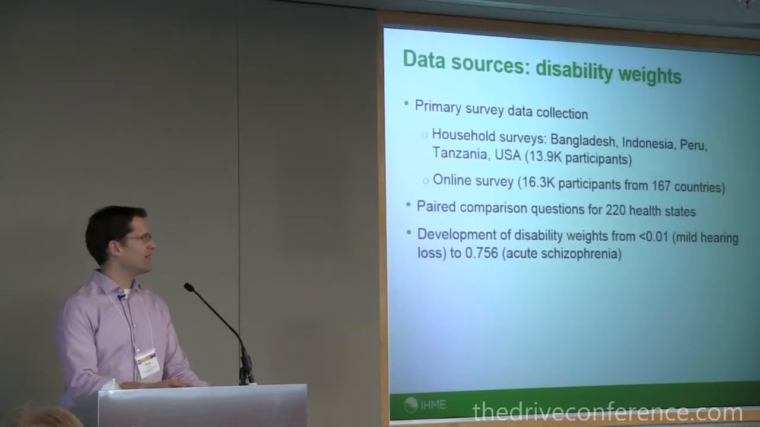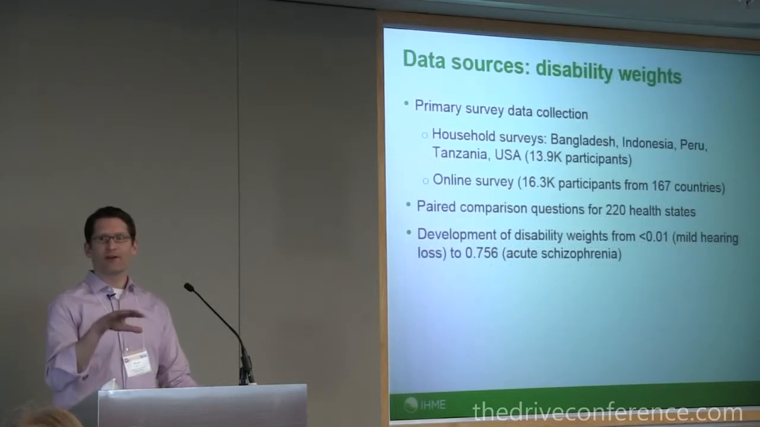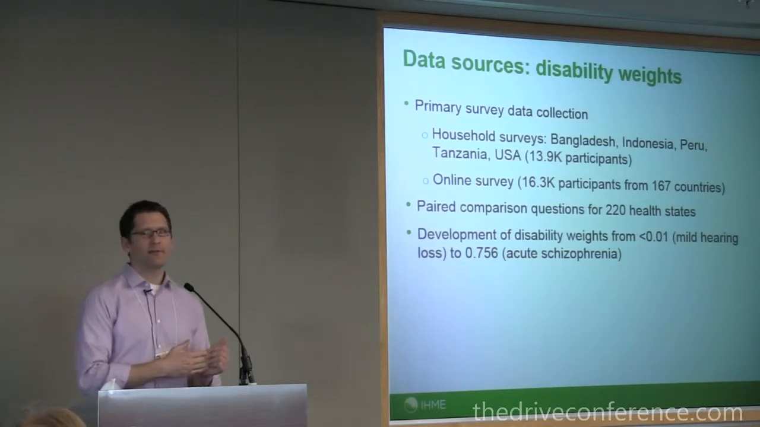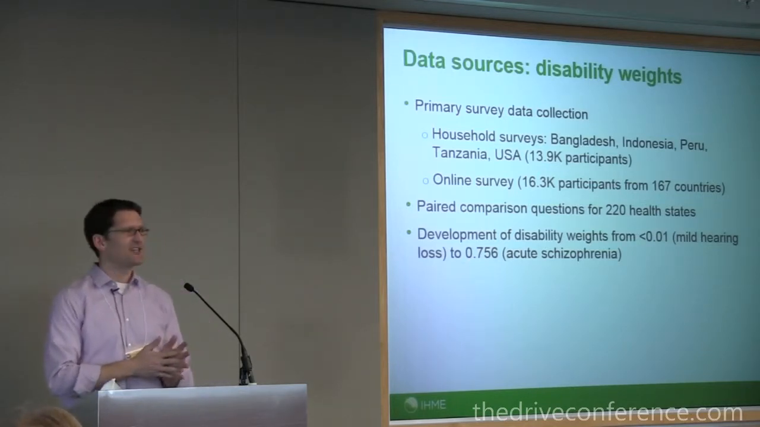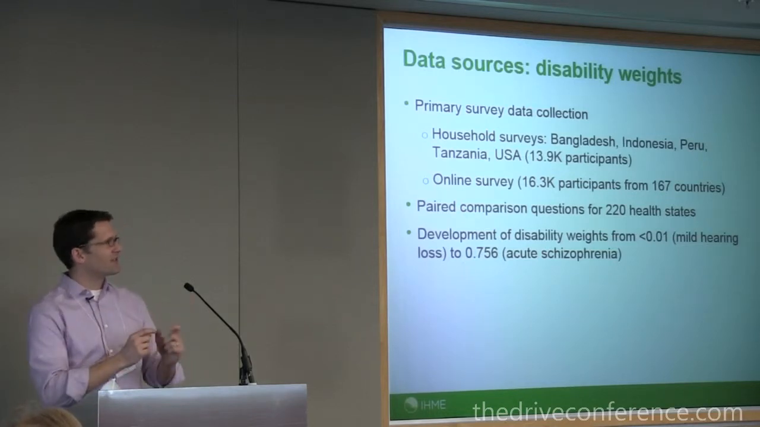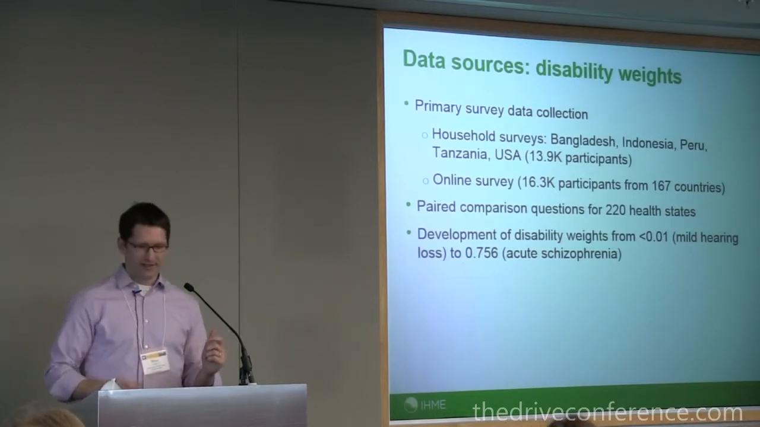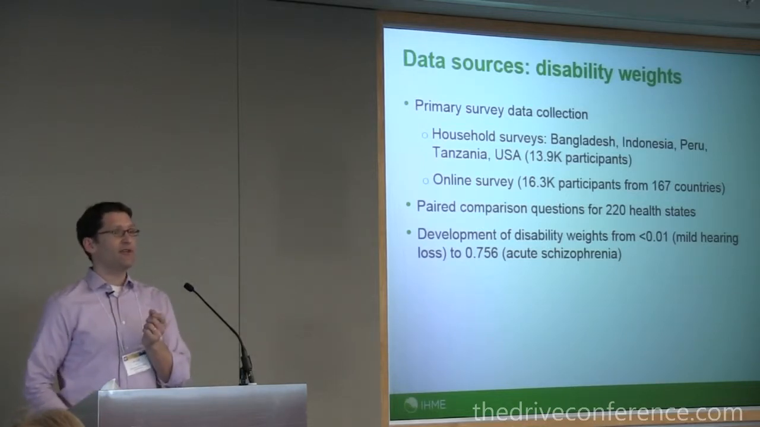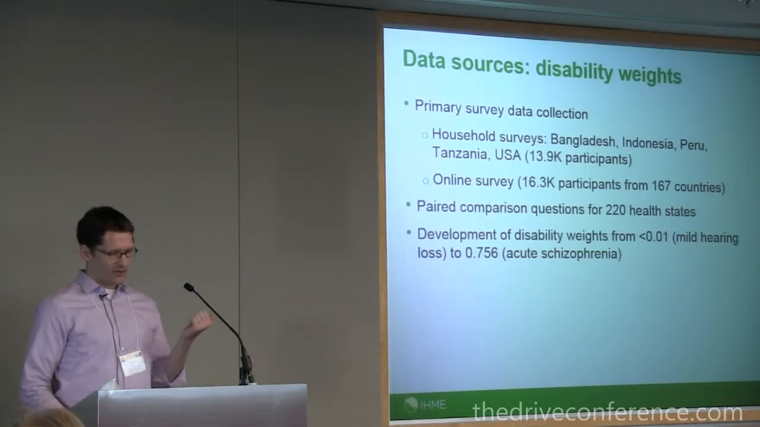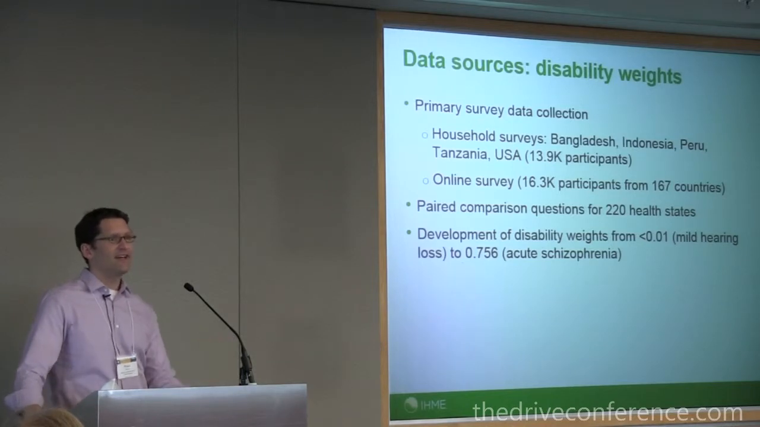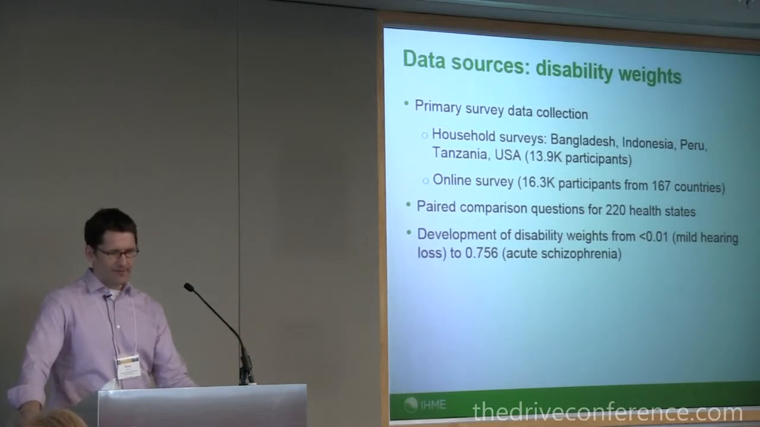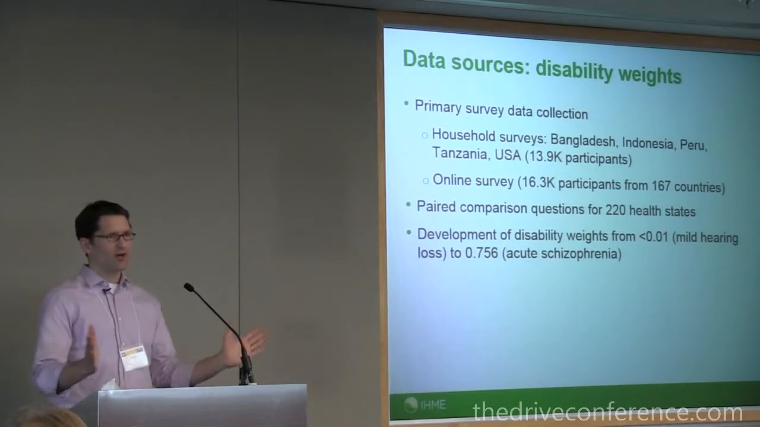And as with everything else that I'm talking about, if you're really interested in one of these aspects, look at the Lancet issue from December or send me an email and I'll shoot you more information, because each piece of analysis could be described in way more detail than what I can do now. Disability weights, I mentioned briefly. We had household surveys in 4 countries and an online survey where we asked people those comparative questions and then came up with the disability weights system. And I mentioned the range of weights.